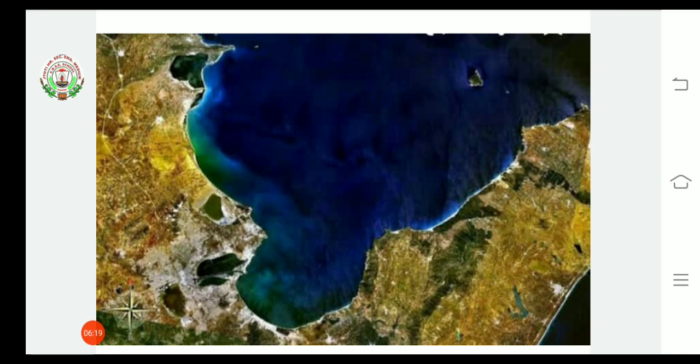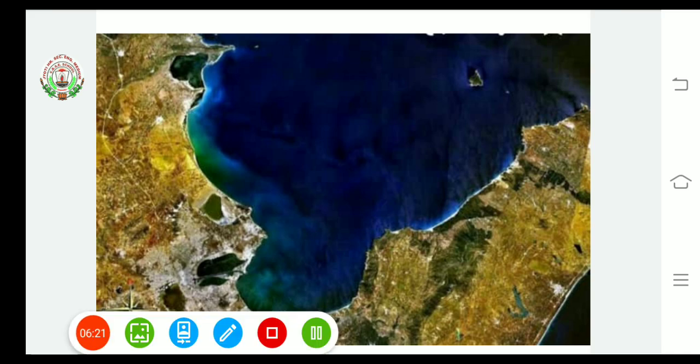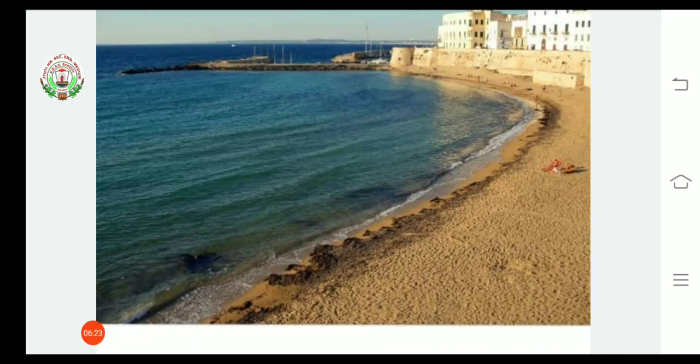Next, I'll show the picture of bays. This is the picture of a bay. What is the meaning of bay? A broad inlet of sea where the land curves inwards. Okay, this is the picture of a bay.